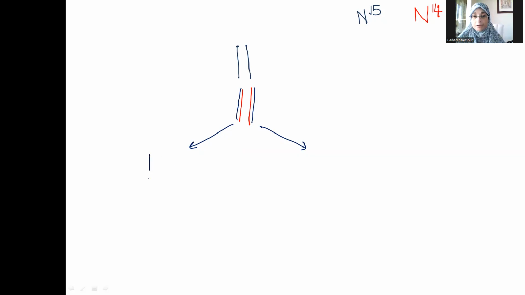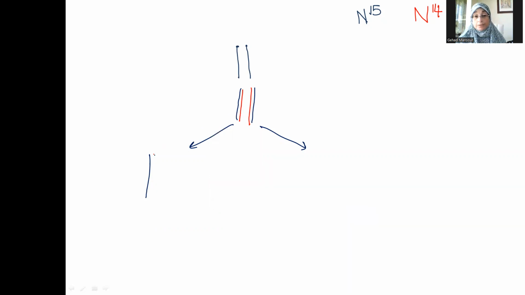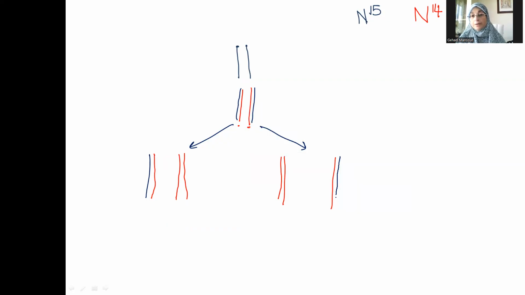Now, this blue one is forced to take the nitrogen 14 because we don't have any nitrogen other than the nitrogen 14, okay? And the other one will do the same. This one will do the same, but it is originally a nitrogen 14 strand. Similarly here, that one will be like this, and the other one will form a new nitrogen 14 strand on top of the old strand, okay?